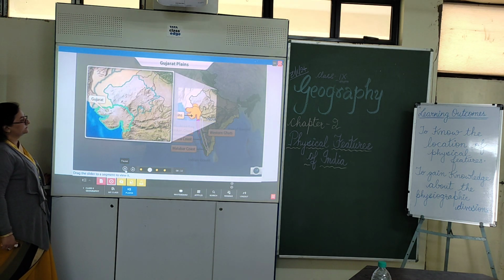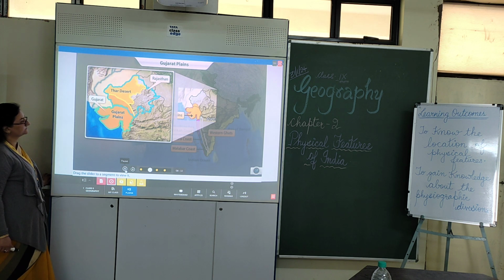The northernmost part of the western coastal plain is the Gujarat Plains, with the Thar Desert on its northern fringe.